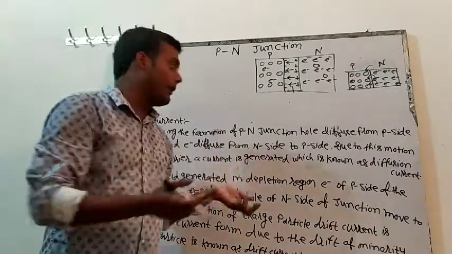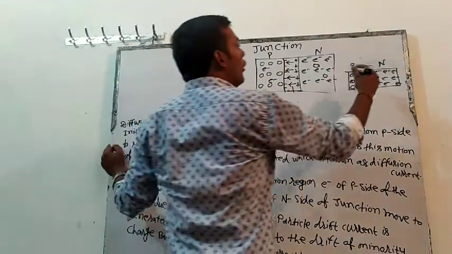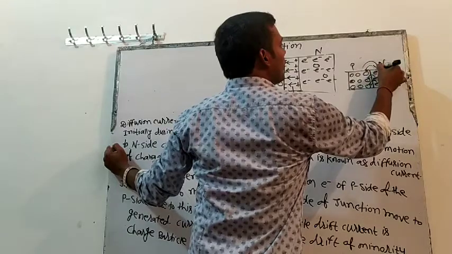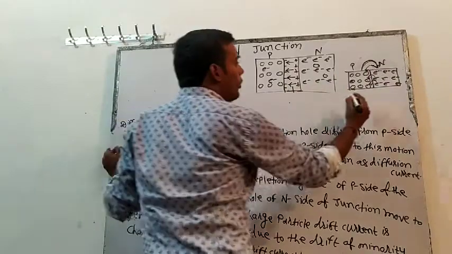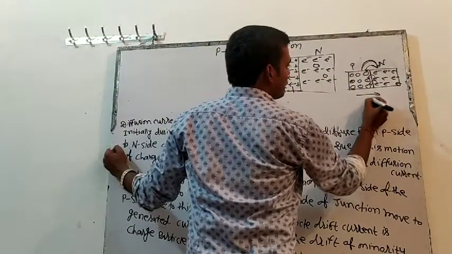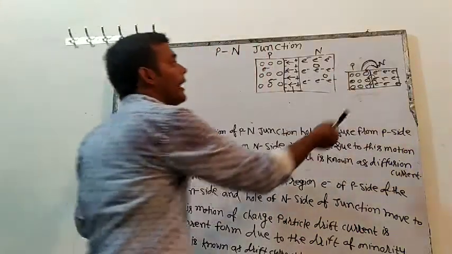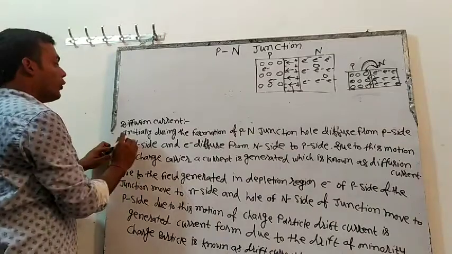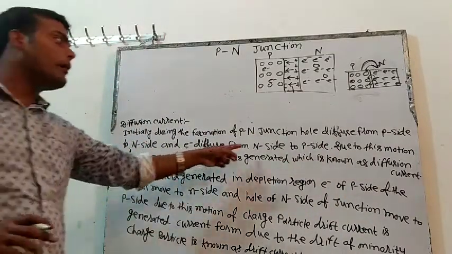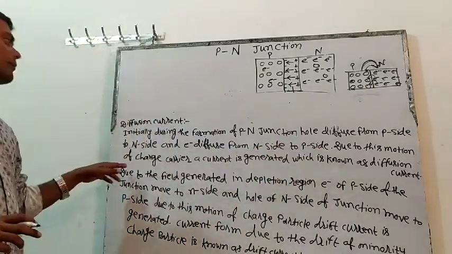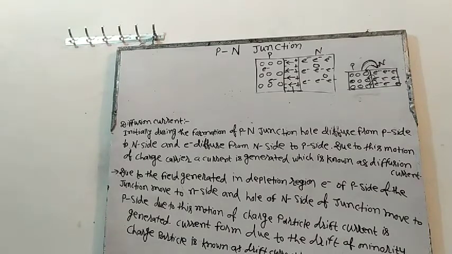So understand diffusion current initially during the formation of p-n junction. When the p-n junction is forming, hole diffuses from the p side to the n side. Hole will go from P to N. At the same time, electron will go from N to P. So initially during the formation of p-n junction, hole diffused from P to N side and electron diffused from N side to P side. Due to this motion of charge carriers, a current is generated which is known as diffusion current.